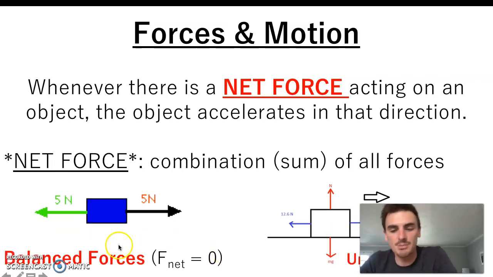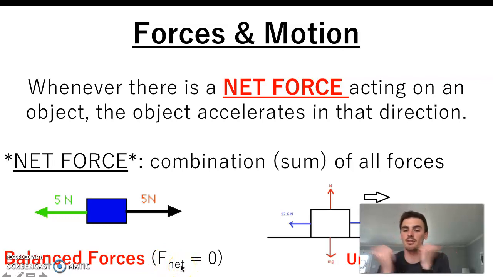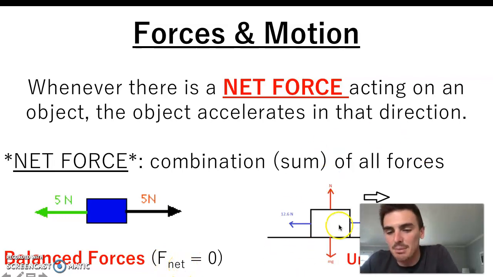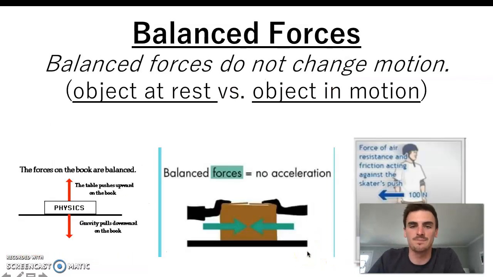So just some terminology you need to get used to. The example here, where 5 and 5 cancel out, is called a balanced force because the net force is 0 because they cancel each other out. This example does have a net force to the right, and since they're not canceling each other out, this is an example of unbalanced forces.